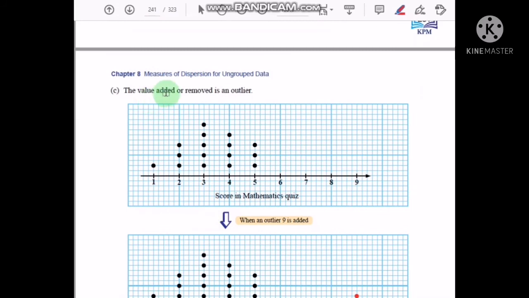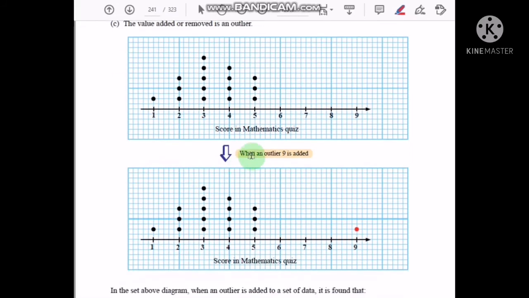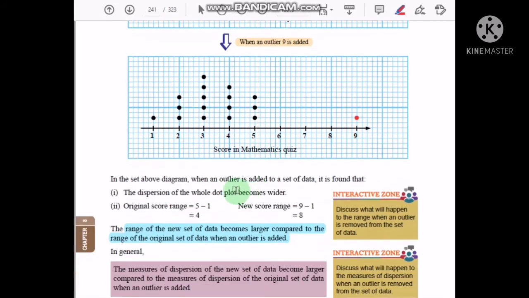What happens when the value added or removed is an outlier? This is the score, this is the original one. And then look at this one. When an outlier 9 is added, this is the outlier, the red dot here. What will happen when the outlier is added? So look at this one.